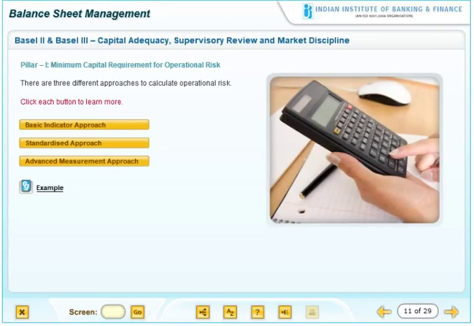There are three different approaches to calculate operational risk. Click each button to learn more.